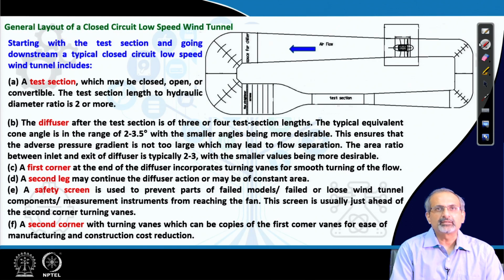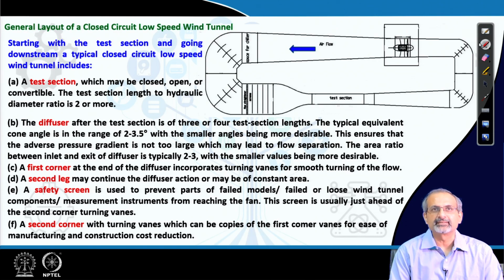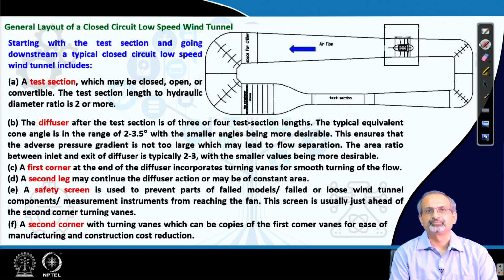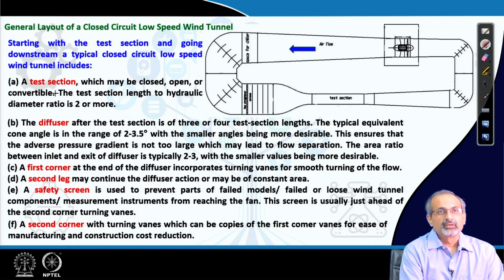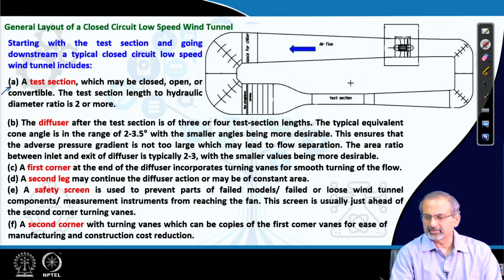So, how do we start going around the circuit? We start with the test section and then we will go downstream by following the path of the air, and we will move from one component to the other looking at their features. So, we begin with the test section, and that is located here.